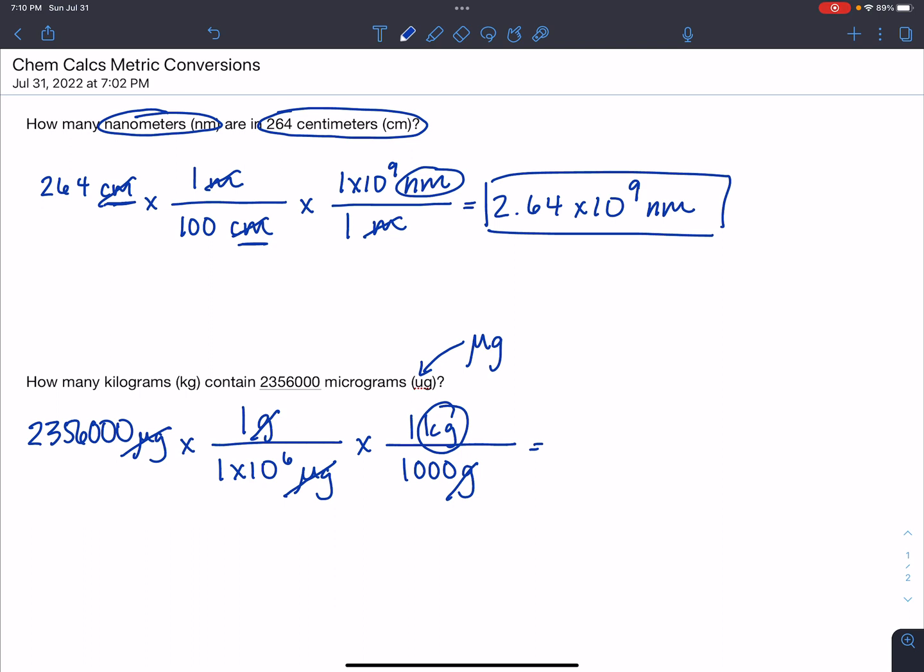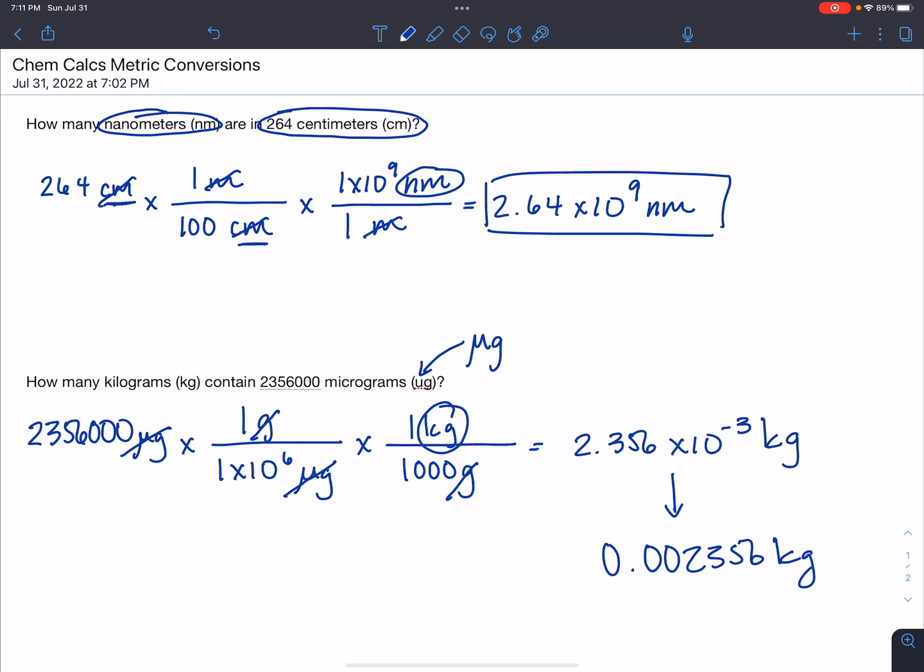Now for the calculator, 2,356,000 divided by 1 times 10 to the 6th, and then divided again by 1,000, gives me an answer of 2.356 times 10 to the negative 3rd kilograms. You could also write this as 0.002356 kilograms. They mean the same thing. So that's just an example of how we use conversion factors, which come from our unit equalities.